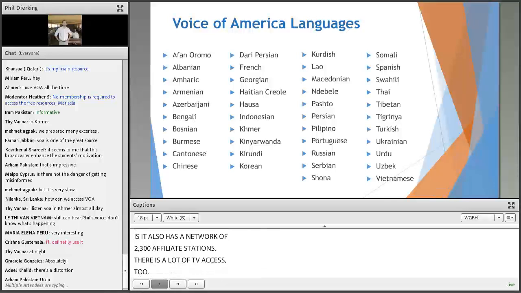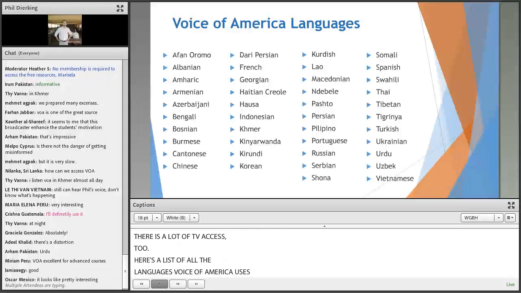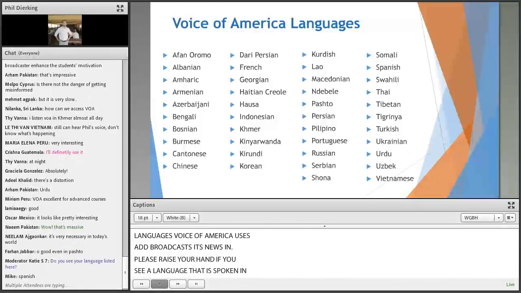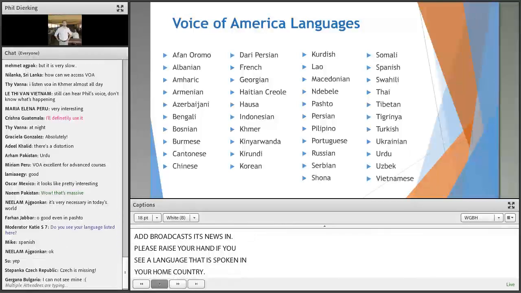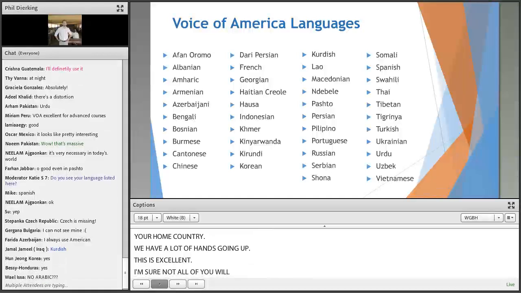As a question for the audience, please raise your hand if you see a language that is spoken in your home country. Oh, well, we have a lot of hands going up. This is excellent. I'm sure not all of you will find one, but it looks like quite a few of you have. Excellent. Please put your hands down.